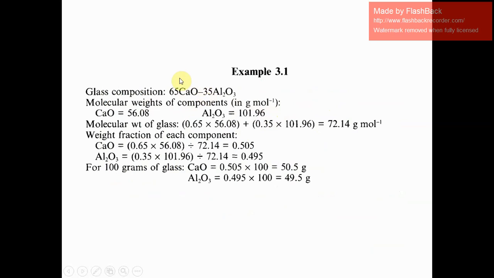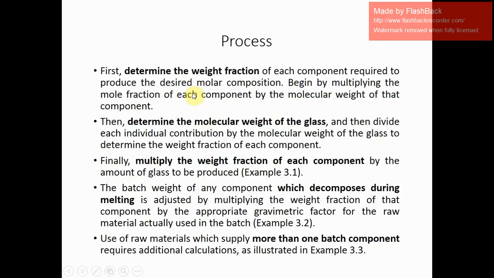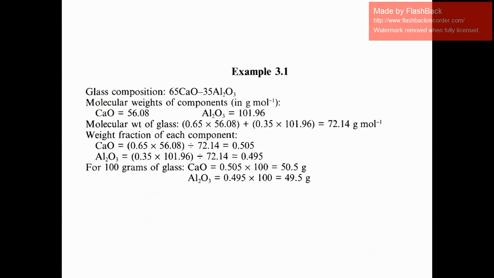Here one glass composition is given: 65 CaO, 35 Al2O3. You have to calculate how many grams of CaO and how many grams of Al2O3 are required. For that, the very first step is to determine the weight fraction. The molecular weight of the components in gram per mole: CaO is 56.08. You have to calculate the molecular weight of CaO.